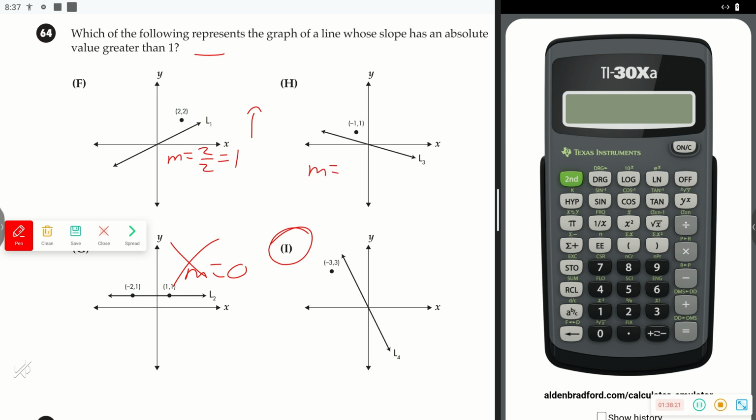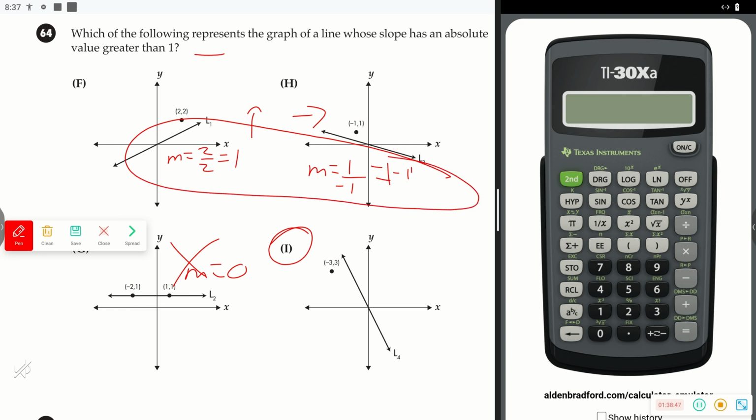M equals, the rise was 1. The run was -1. So this one, the slope, as we go from left to right, it's negative, and it's going to be -1. This one was +1. This one was 0. So since these ones are all just going to equal 1, the absolute value of -1 is just going to be +1. So this is the only one that it could be.